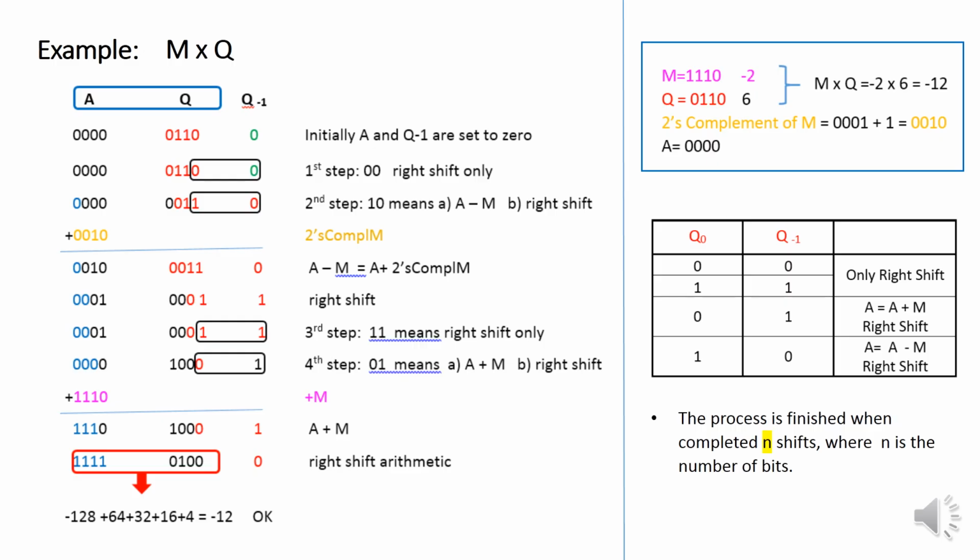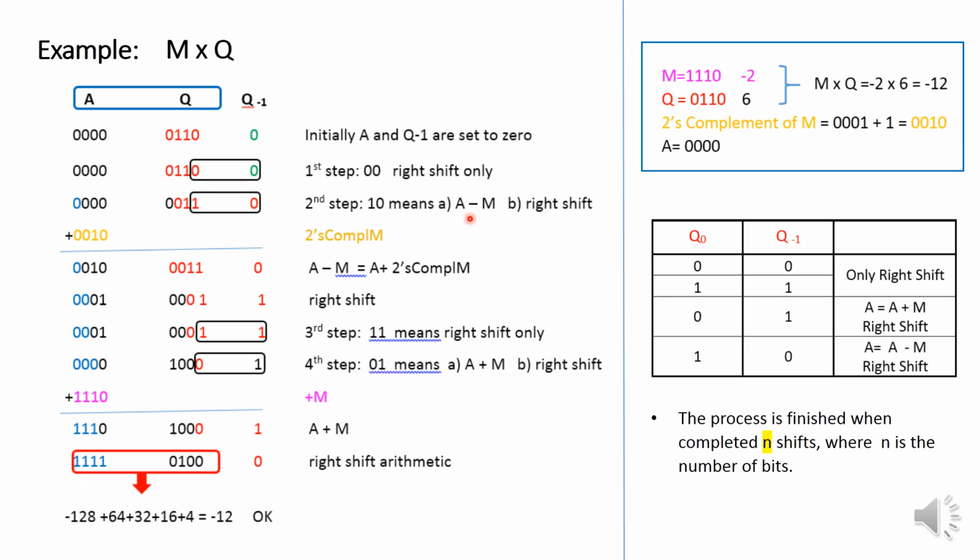In the first step, we compare Q0 and Q-1, and it is 0, 0, so we have to do a right shift only. So this is the right shift. Then, in the second step, we compare Q0 and Q-1, which is 1, 0. That means that we have to do a subtraction and a right shift.